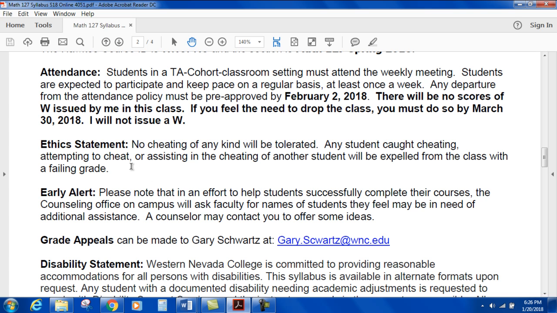Ethics statement. No cheating of any kind will be tolerated. And sadly, I'm seeing that with cohorts, with Jumpstart cohorts. I don't understand why people don't have that respect for themselves to actually do the work. No cheating of any kind will be tolerated. Any student caught cheating, attempting to cheat, or assisting in the cheating of another student will be expelled from the class with a failing grade, and we had to do that. So let's not do that again.